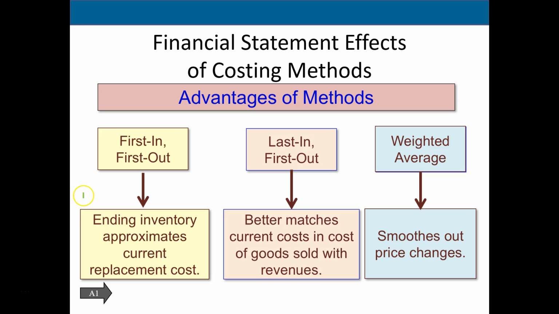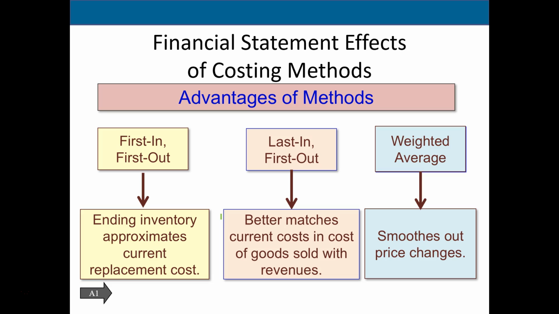The first in, first out method often has an assumption that the ending inventory approximates the current replacement cost. That's because if we sell the first ones that came in, we're left with the latest ones on the balance sheet, and it's thought that those were the ones that we most recently purchased, and therefore they approximate the purchase price most accurately. In terms of the last in, first out, we can think that it better matches the cost of the goods sold, because the things that we sell, if they're all the same nature, the current price of them is what we're actually buying them for today.